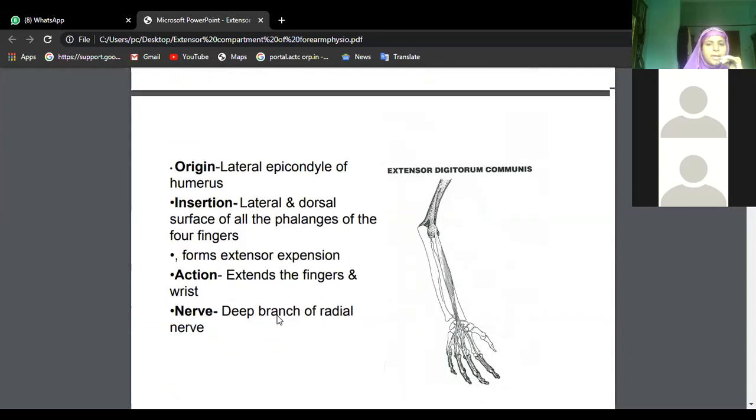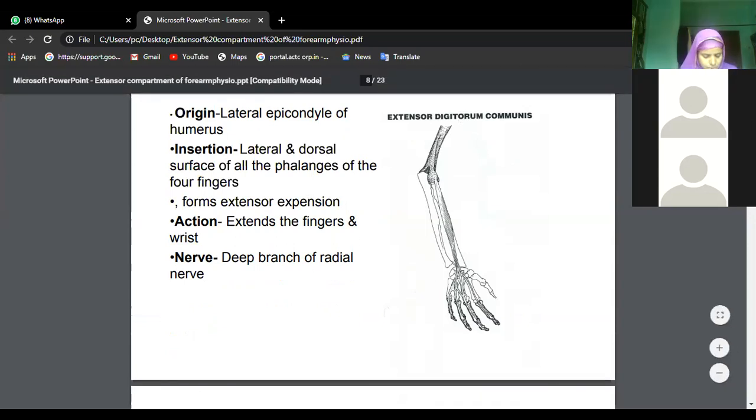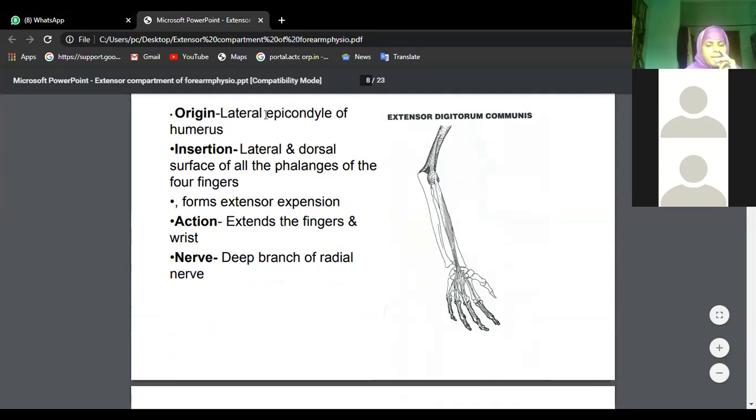Then we have extensor digitorum. What is the word digitorum indicating? Yesterday also we have studied. Four fingers. Yes, it splits into 4 slips. So this is the common extensor origin.